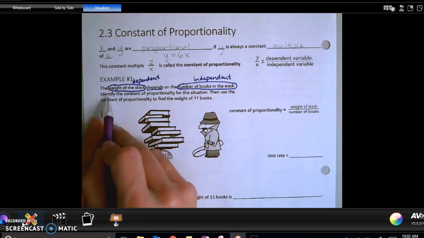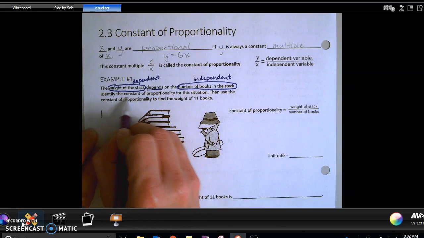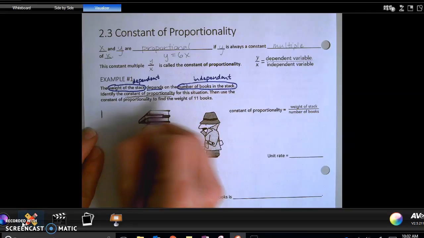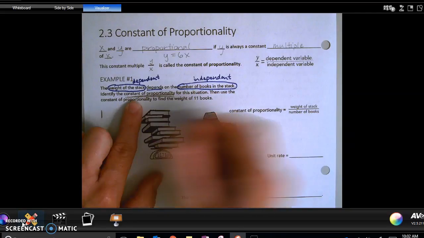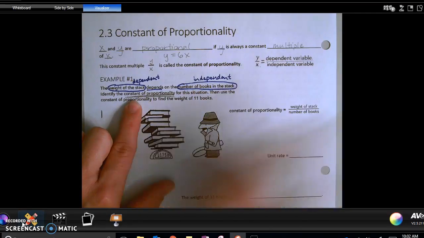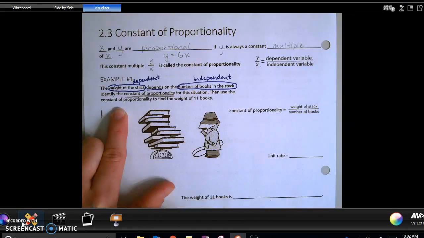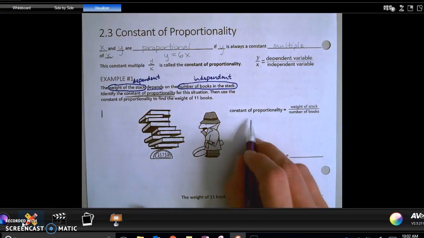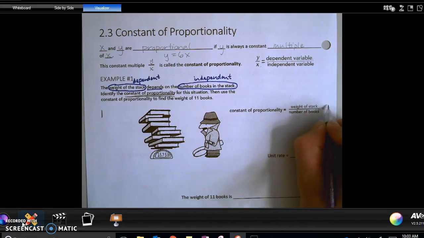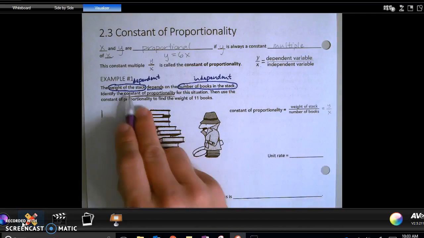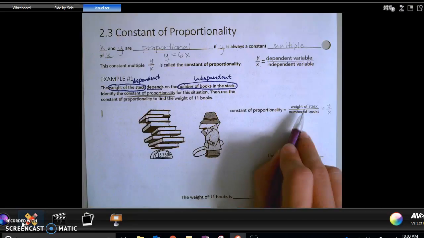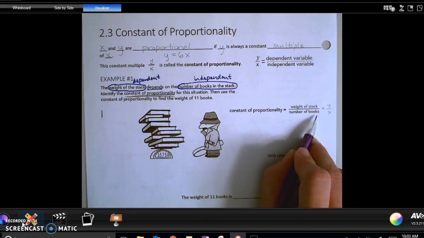So I need to identify the constant of proportionality. That's what the question's asking me to do. I need to find this value of y to x. And then I'm going to use this to find the weight of 11 books. So let's get started. I know my constant of proportionality is y to x, which means dependent to independent. And we've already identified that the dependent variable is the weight of the stack because it depends on the number of books. So that's my independent variable.